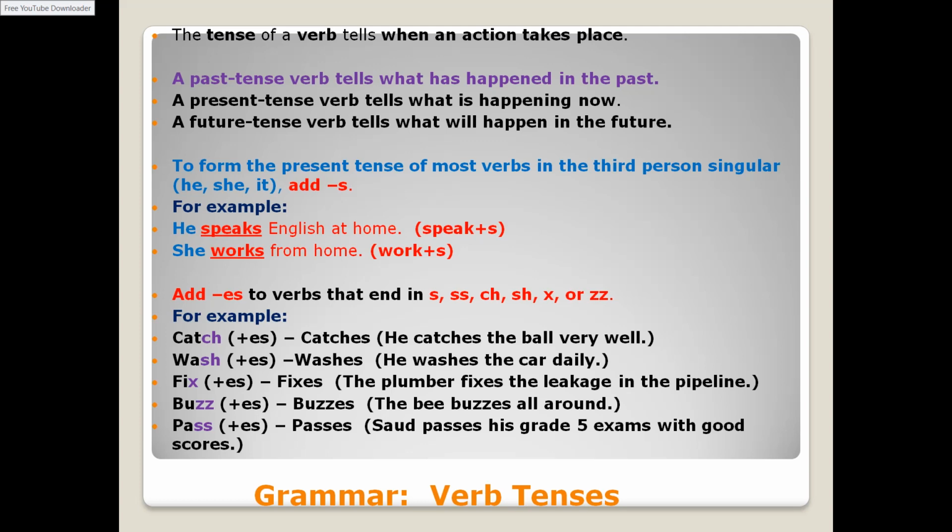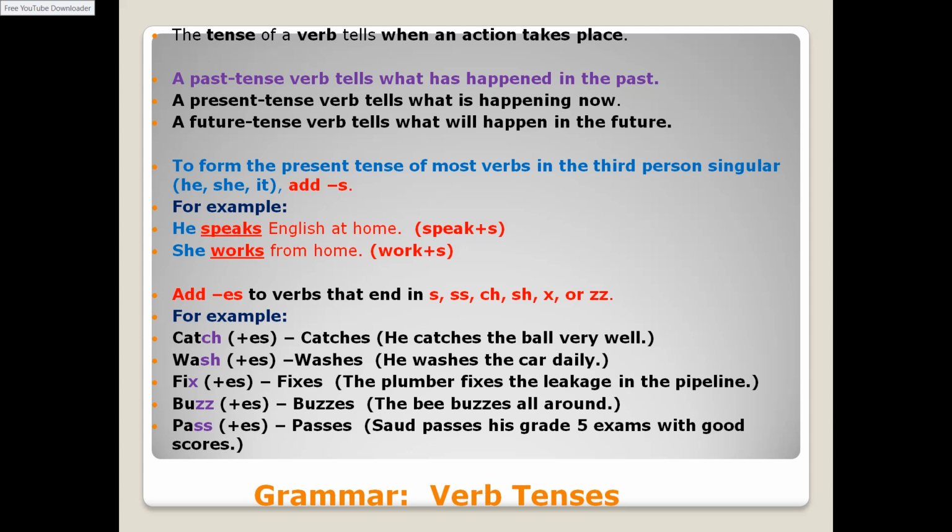Like this, for example, wash. The verb ends with sh, and we have added es to this verb to make it a present tense verb. And we have an example here. He washes the car daily. So wash has become washes in the present tense.